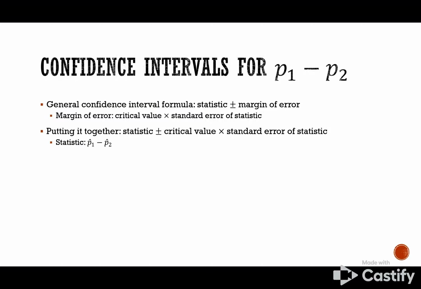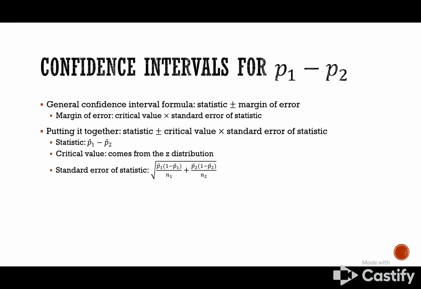Our statistic is p hat 1 minus p hat 2. Critical value still comes from the z distribution. Standard error of p hat 1 minus p hat 2 is the square root of p hat 1. I don't want to read the whole thing. It's right there on the screen. You can see it. So plugging all of those into our formula, we get this as our formula for a confidence interval.